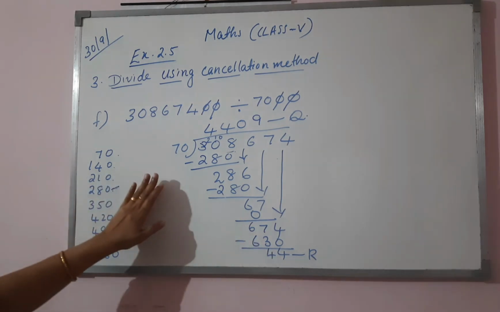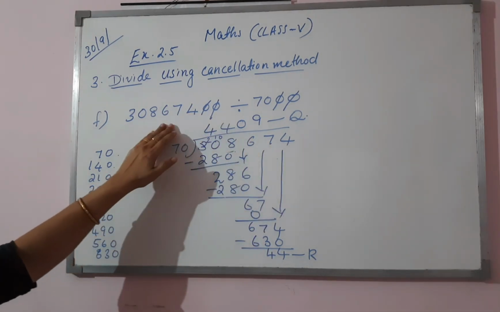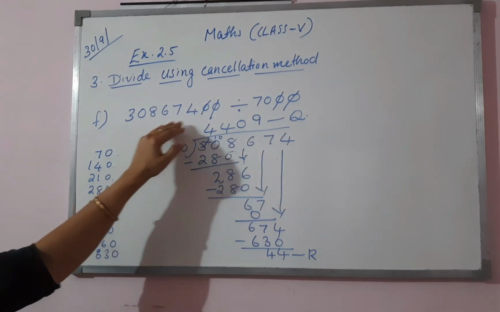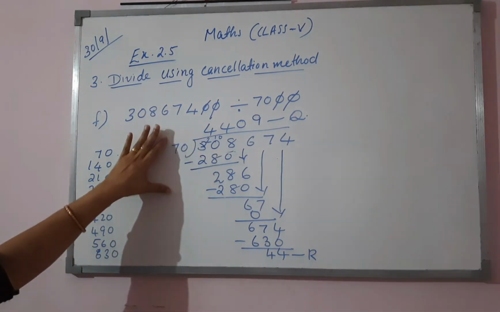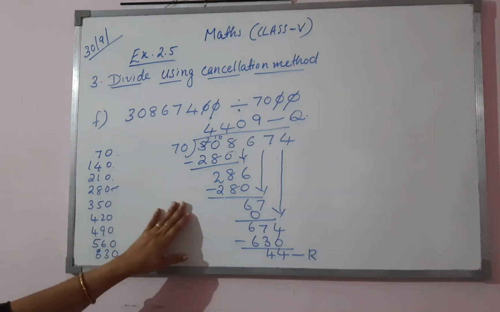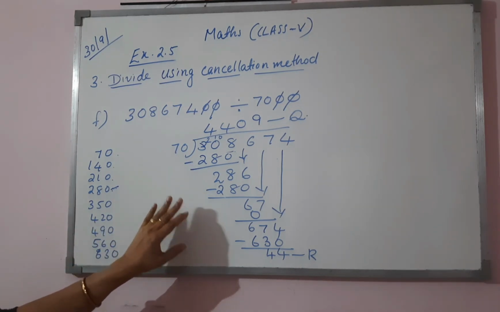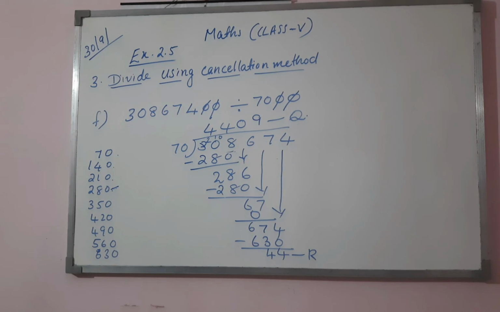So in this type of questions, you should cancel the zeros from the divisor and the dividend. The left out digits you have to divide, like the long division method, and find out the quotient and the remainder. So practice the remaining questions.